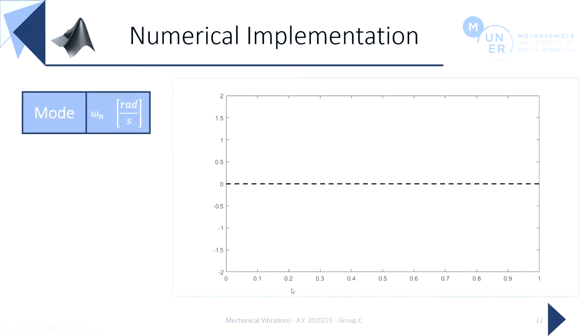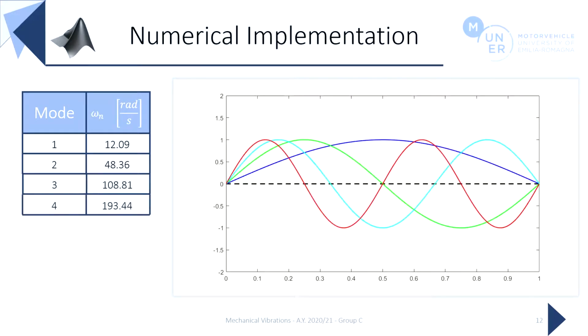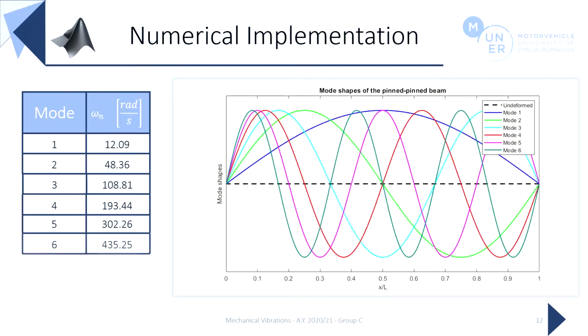But now let's explore the outcomes of our mathematical development. Beginning with the natural frequencies and mode shapes, we can see clearly that results are consistent with what my colleagues and I expected. In fact, considering the first 6 modes of vibration, we ended up with a fundamental natural frequency of 12.09 radian per second, which is a quite reasonable value, also comparing with other ones found.